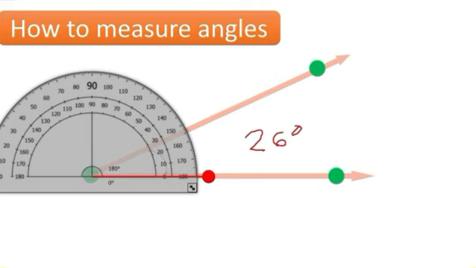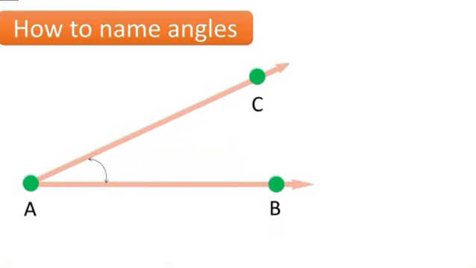So now that we have learned how to measure angles, let's see how we name angles. Okay, so here we have an angle and we have the points nicely labeled. Here the vertex is point A, and here it's point B over here. This is point C, the raised points. Okay, so we have this nicely labeled angle, nicely labeled points of the angle.